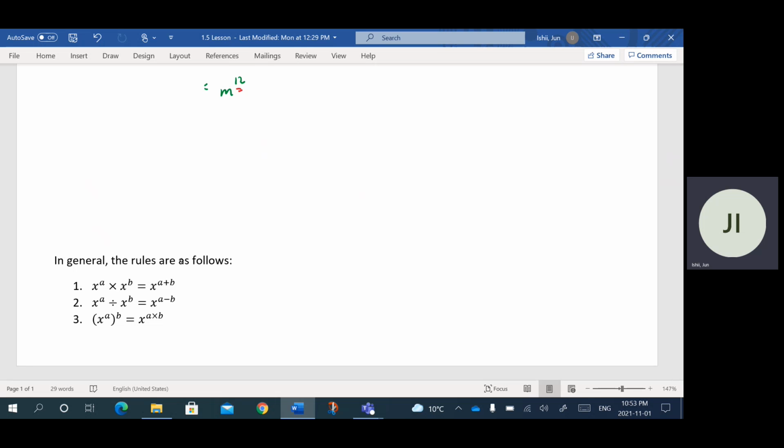Here I've got the general rules in abstract form. Whenever you multiply by the same base, you add the exponents together. Whenever you divide, you subtract the exponents. And whenever you have an exponent outside of an exponent, you multiply them together. These are your general rules. That's basically it, guys. Those are your exponent laws.